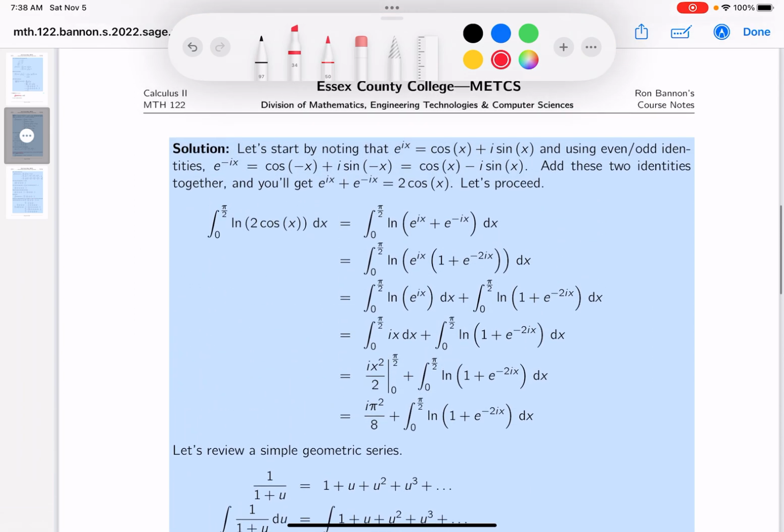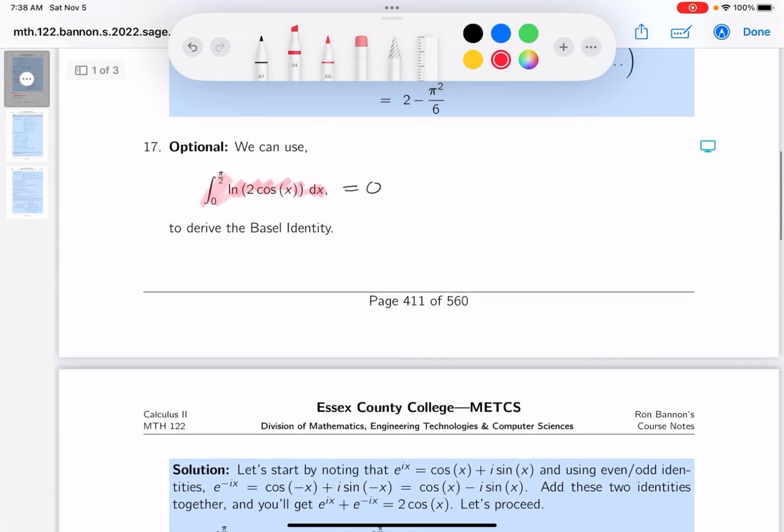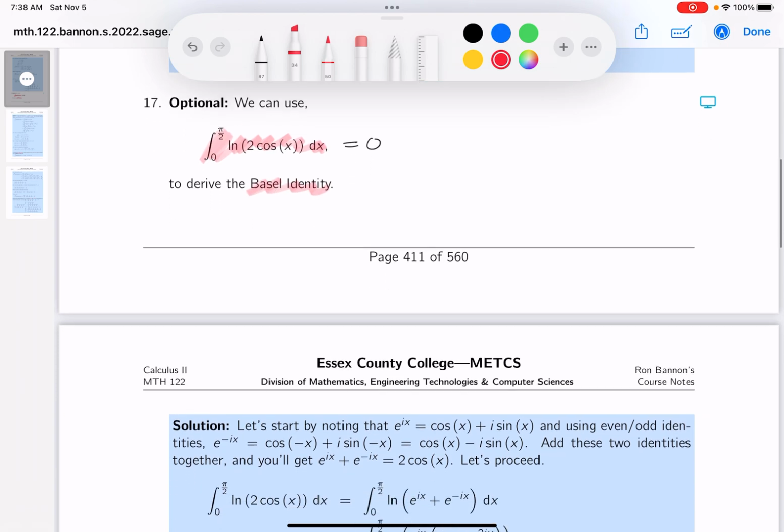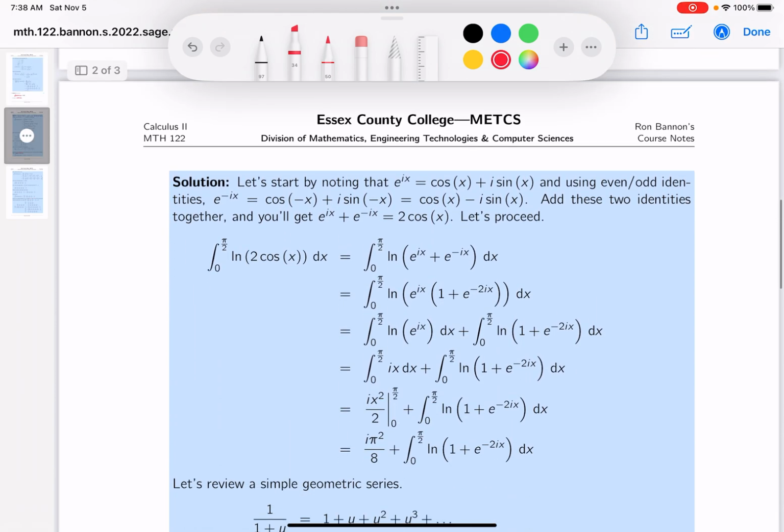So what I want to do is go through the problem, and it's related to this basal identity, and we're just going to go through it. Everything's written up for you. What I did was I took this integration here, which I noticed is a real number 0, and I started to write it down in complex form.